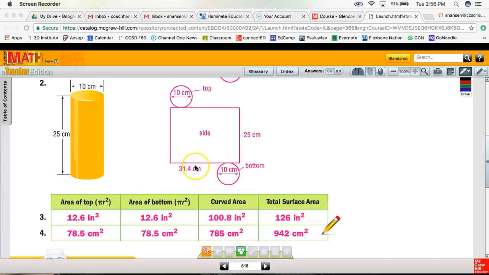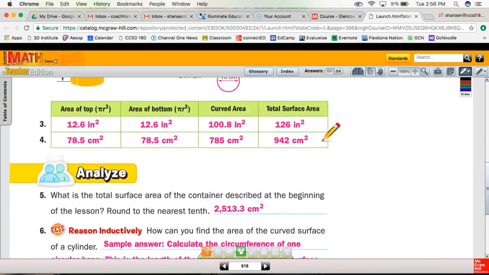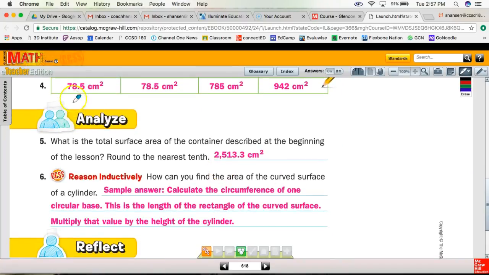This is the circumference of the circle, which is pi times diameter, pi d, 3.14 times 10, 31.4. If you do the calculations of the individual shapes, it looks like this. Each of the circles is 78.5 centimeters squared. That's from the pi r squared. The radius is 5 if the diameter is 10, so be careful with that. Diameter of 10, radius of 5. It rounds to 78.5 to the nearest tenth. The area of the rectangle would be 31.4 times 25. That is an even 785. And if you add all that together, you get a nice even 942 square centimeters.